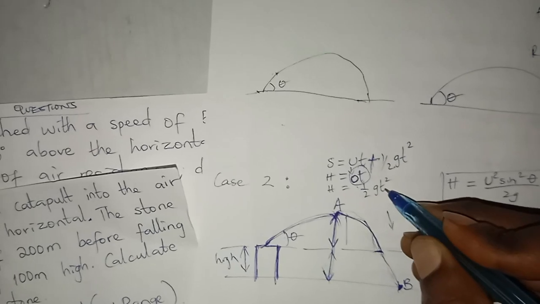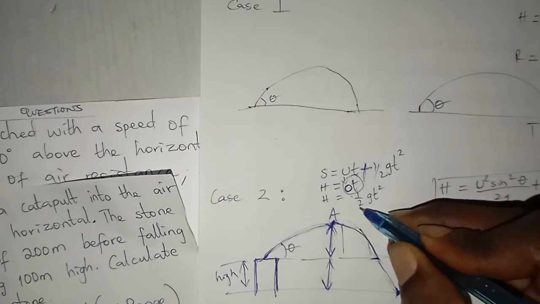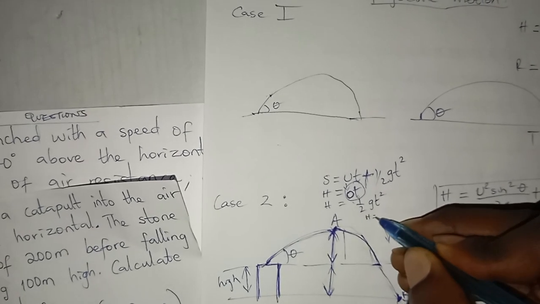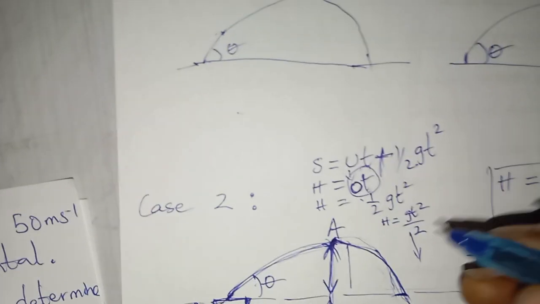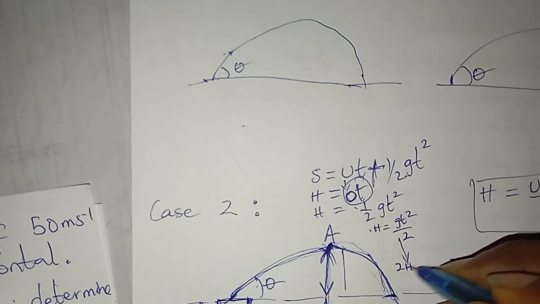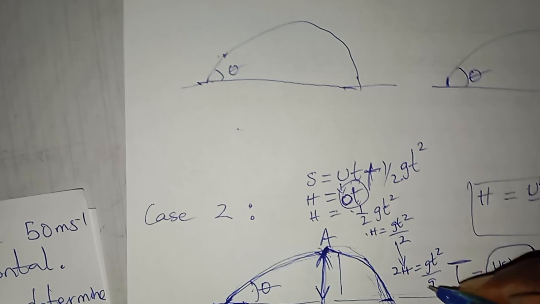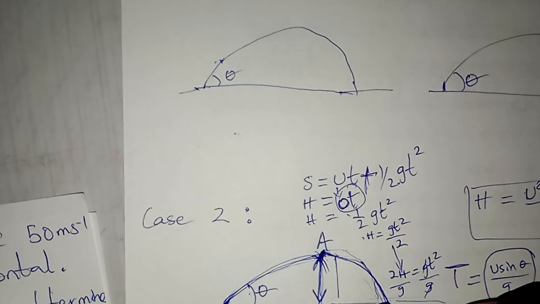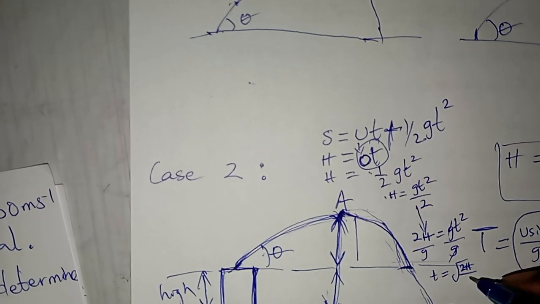So remember, our goal is to make this t subject of the formula. We're trying to find the time from this end to this end. So what we will do is to simply say h will be equals to gt square over 2. Then this will come and times this. It now becomes 2h equals to gt square. I'm making t subject of the formula, divide both sides by g. So by the time you make t subject of the formula, you now have square root of 2h all over g.